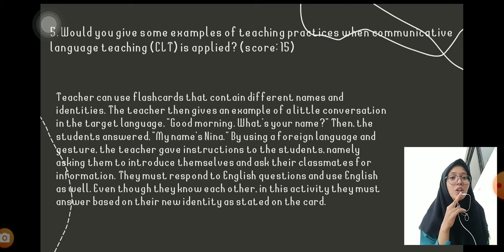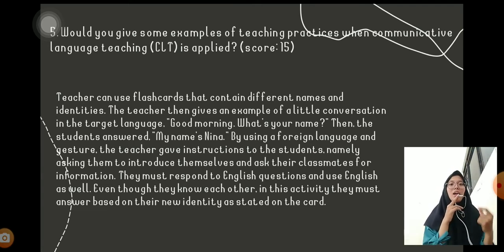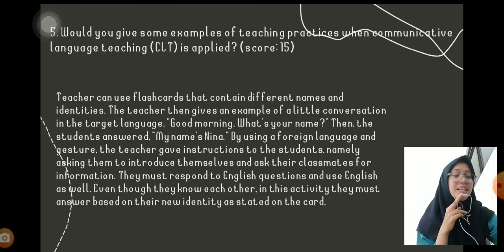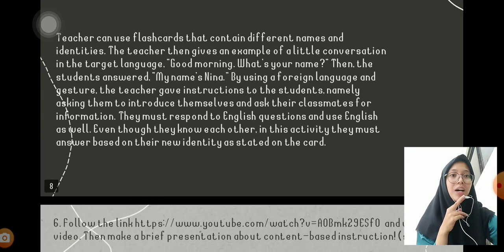They must respond to English questions and use English as well. Even though they know each other, in this activity they must answer based on their new identity as stated on the card. That is my example for answer number 5.